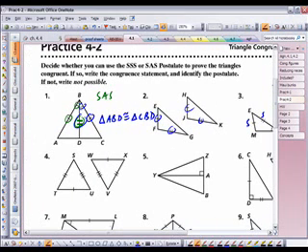Here we have side with side with side. So this one works by SSS, and we could say triangle TUS is congruent to triangle... Let's see, T is between the 1 and the 2, and X is between the 1 and the 2. U is between the 1 and the 3, W is between the 1 and 3, and S is between the 2 and the 3, V is between the 2 and the 3. So there's a congruence statement.